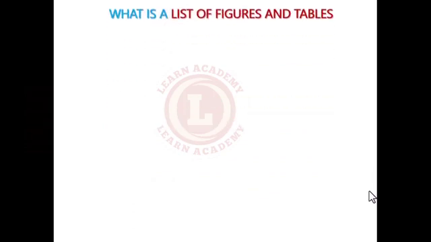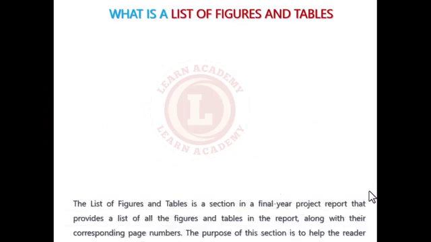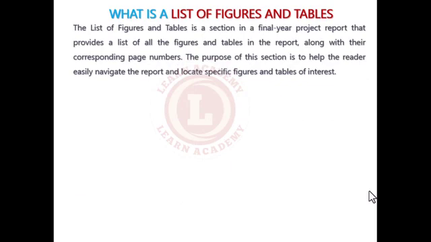So let's look at the next one, which is the list of figures and tables. So what is the list of figures and tables? The list of figures and tables is a section in a final year project report that provides a list of all the figures and tables in the report, along with their corresponding page numbers. The purpose of this section is to help the reader navigate the report and locate figures and tables of interest.